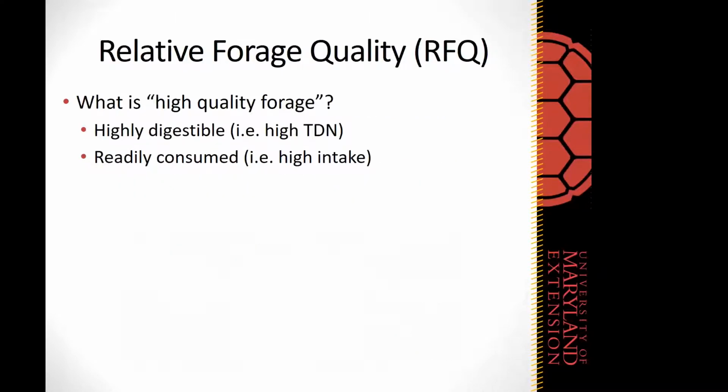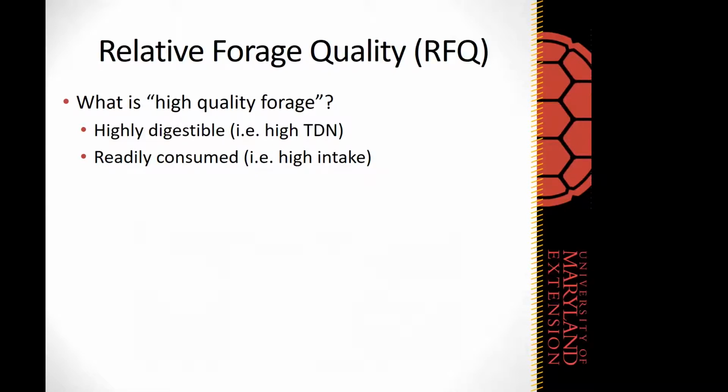All right, so the last term that we're going to talk about is relative forage quality. And this is basically a term that tries to combine all these different quality measures into one value that we can use to compare different forages. So if we ask ourselves, what is high quality forage? We know we need something that's highly digestible, right? So we want those nutrients to be broken down and available to the animal.